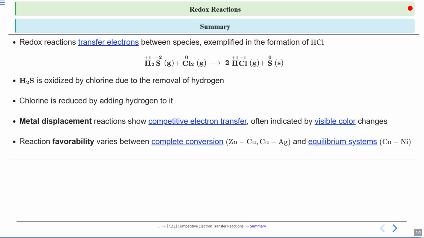While if we consider the cobalt-nickel system, what will we find? We will find that the reactions often reach an equilibrium state, and at that equilibrium state, both the reactants and the products coexist in a stable mixture. And this difference arises from the inherent properties of the metals and the specific reaction conditions that were involved. So I hope this is now clear to you.